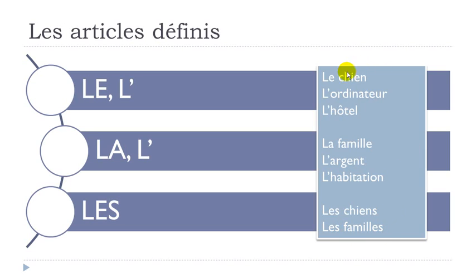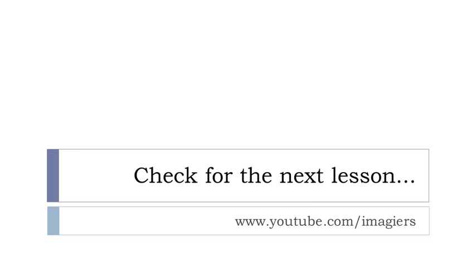Remember, chien, singular form, chien, same pronunciation, but you put this S, okay? Final S, not pronounced. Famille, singular form, famille, plural form, same pronunciation, S, not pronounced. Okay? I hope it was clear.